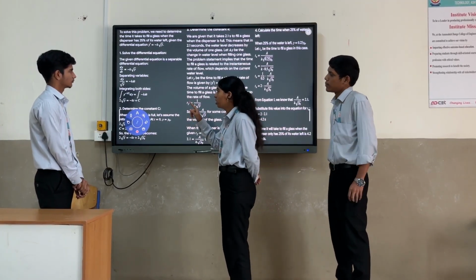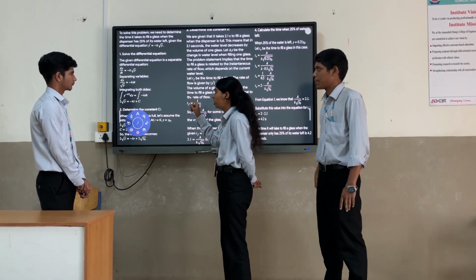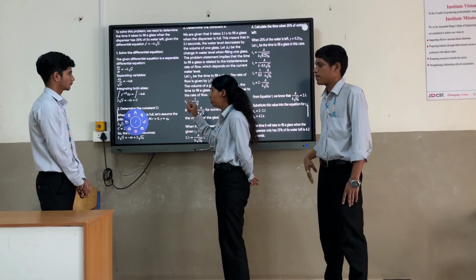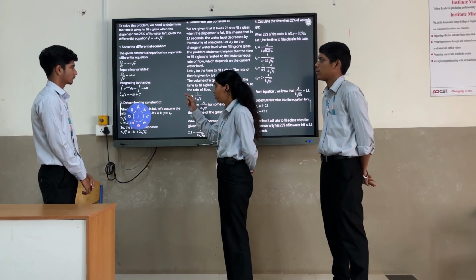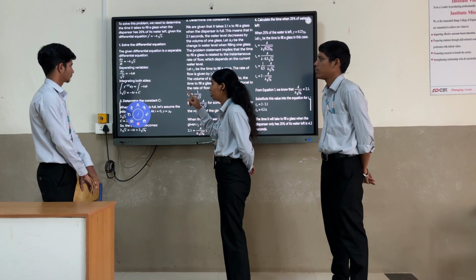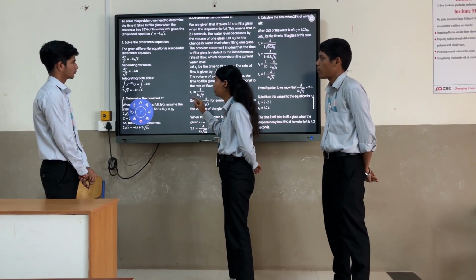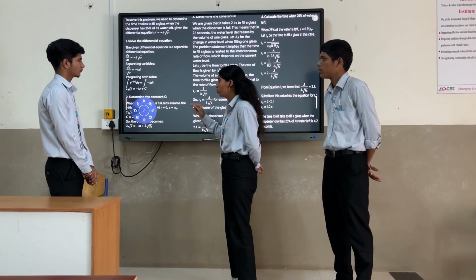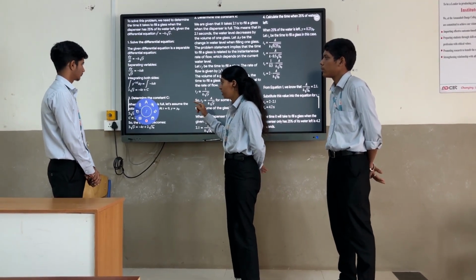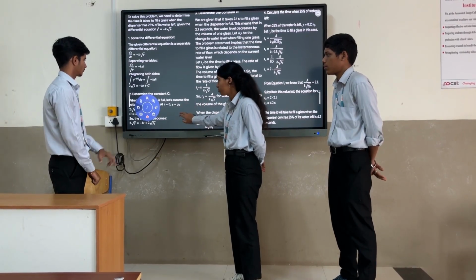dy by dt is equal to minus k root y. Separating variables, dy by root y is equal to minus k dt, and then we integrate both sides. The integral of y raised to the power 1 by 2 dy is equal to the integral of minus k dt. Then it gives 2 root y is equal to minus kt plus c, and then we determine the constant.